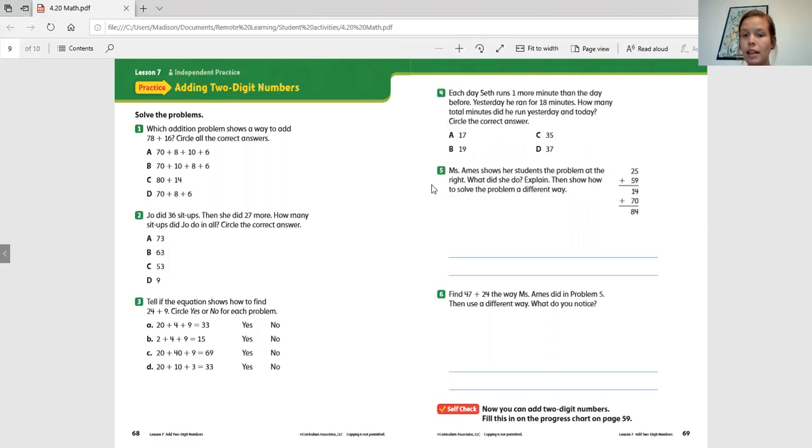Miss Ames shows her students the problem at the right. What did she do? Explain. You can explain this to someone at your house. Explain to them how she solved that problem. Now down here, find 47 plus 24 the way Miss Ames did in problem 5. Then use a different way. So you can solve problem 6 however you want, using whatever ways to find out your answer.